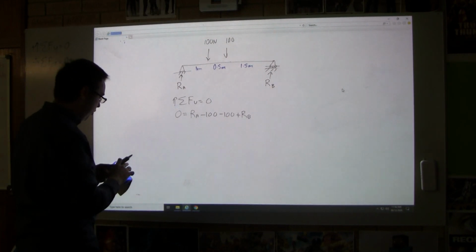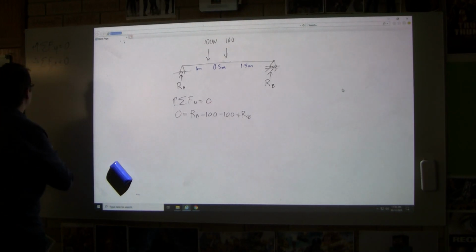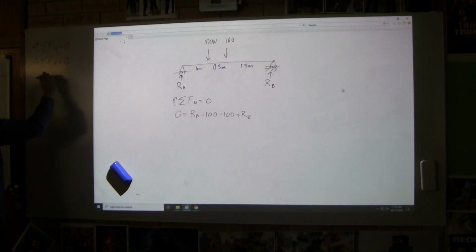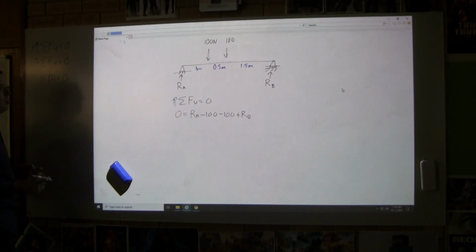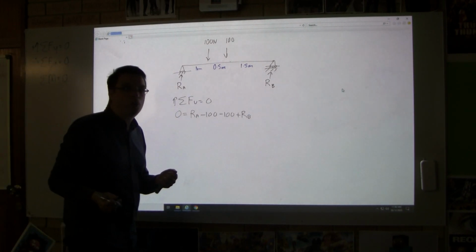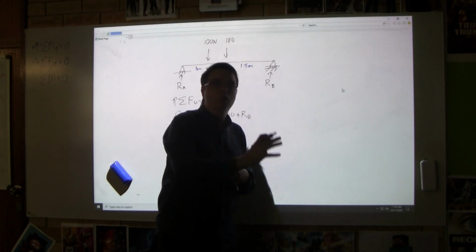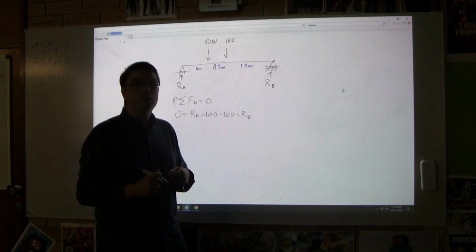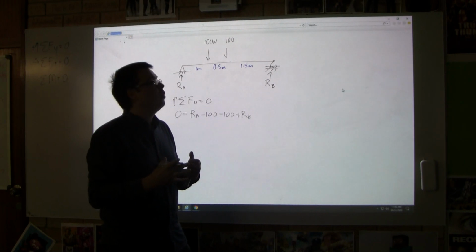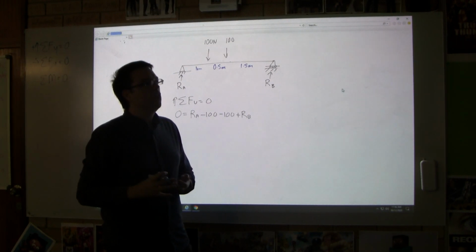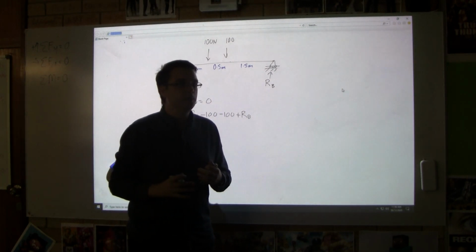And the formula we're going to use is this one here, where I'm going to say the sum of the moments equals 0. Now, what is a moment? Well, it's a good question. A moment in engineering is a turning force. We have regular force, we said a push, a pull, a twist, right? In the case of a moment, it is the turning effect.